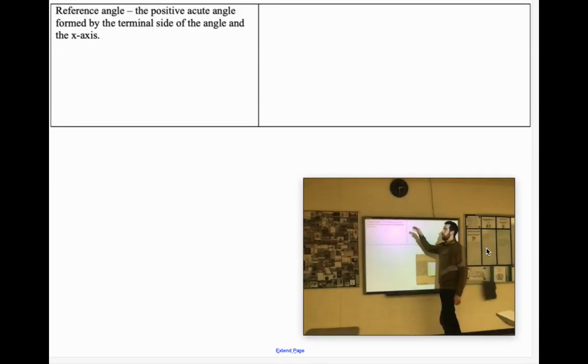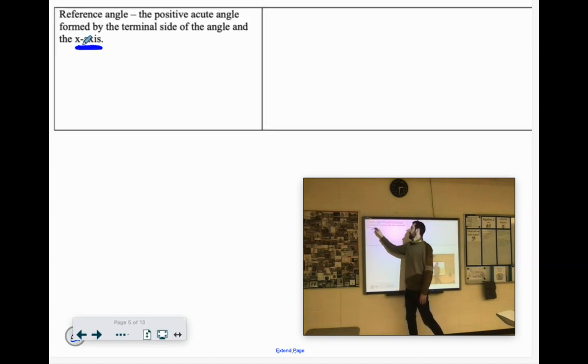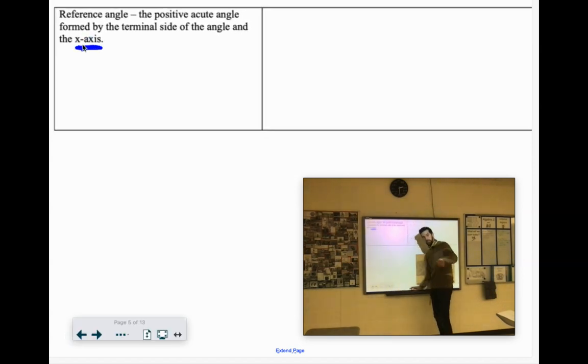Reference angles are the positive acute angle, less than 90, formed by the terminal side of the angle and the x-axis. That is the super important part right here.